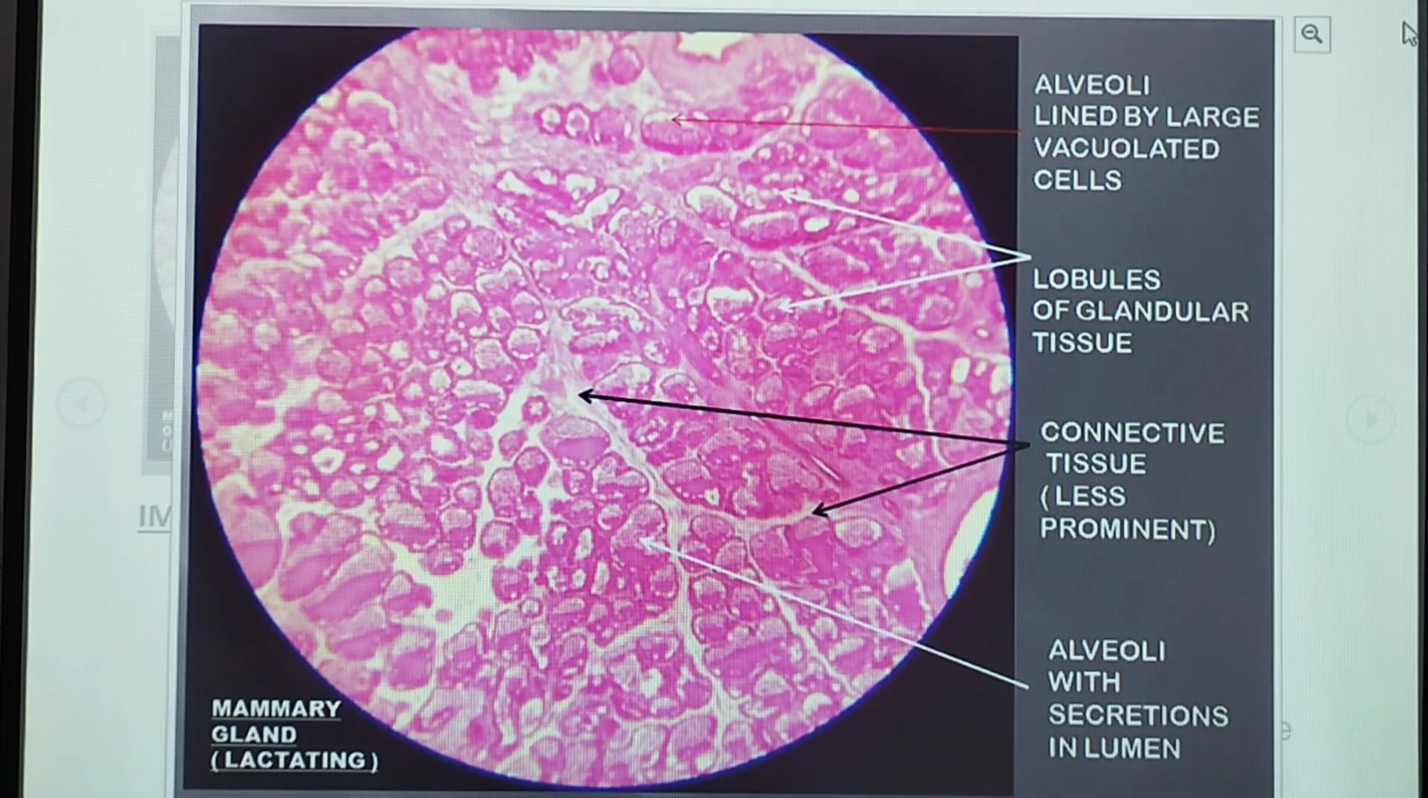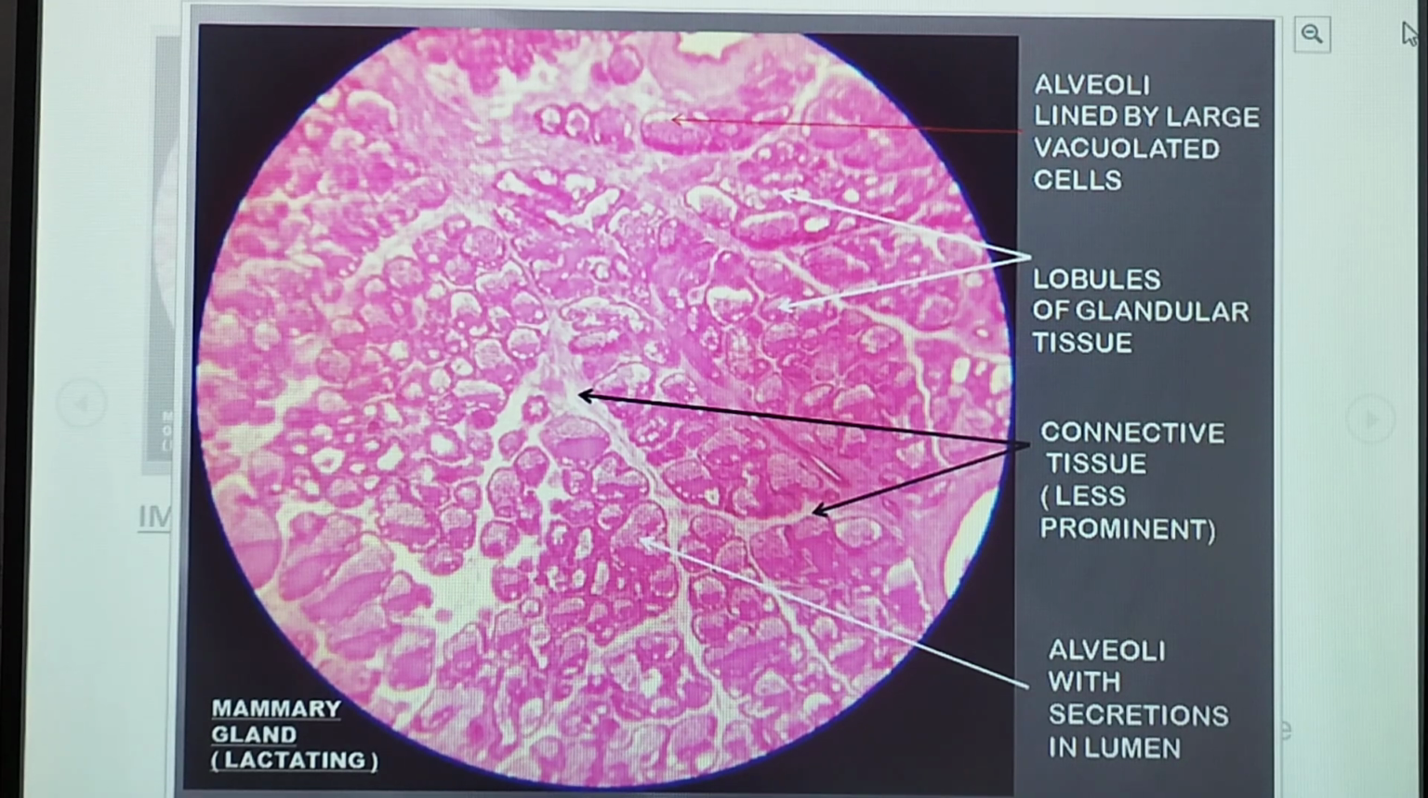So here what are you seeing? You can see within the lobules there are alveoli which are filled with secretions. What about the cells in the alveoli? The alveoli are lined by large vacuolated cells. If you see the alveoli very carefully, you will see that they are lined by vacuolated cells. So the alveoli are lined by large vacuolated cells.